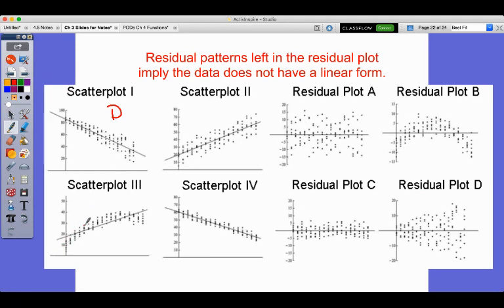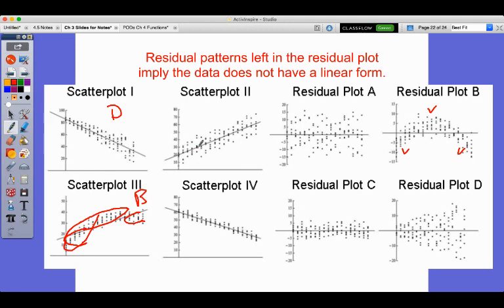This one, see how it's curved? So we're mostly below here. Then we're mostly above here. Sorry, my pen is not cooperating. And then we're mostly below again. Okay, and you can see here, it's above, it's below, and below on the two sides. And so this would be scatter plot B.